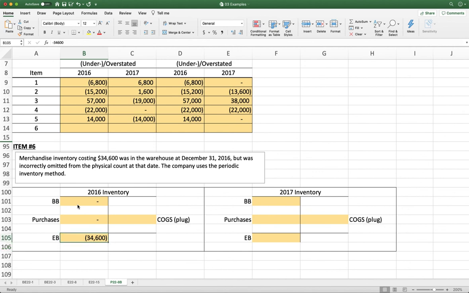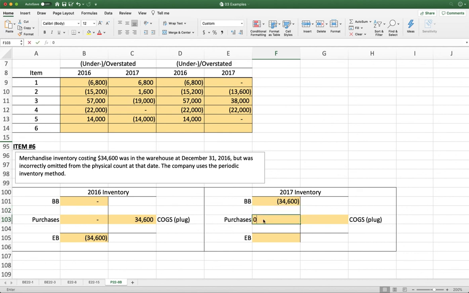So what happens is, if I'm hiding inventory under my desk, and it doesn't get counted, we don't know we have it, we assume it must have been sold, because we're going to plug our cost of goods sold. So that means that cost of goods sold will be overstated by $34,600, or that inventory that we don't know that we still have, and we're assuming we must have sold it. Okay, now here's where it gets a little tricky. Our ending balance from 2016 becomes our beginning balance of 2017. So now our beginning inventory is understated by $34,600.